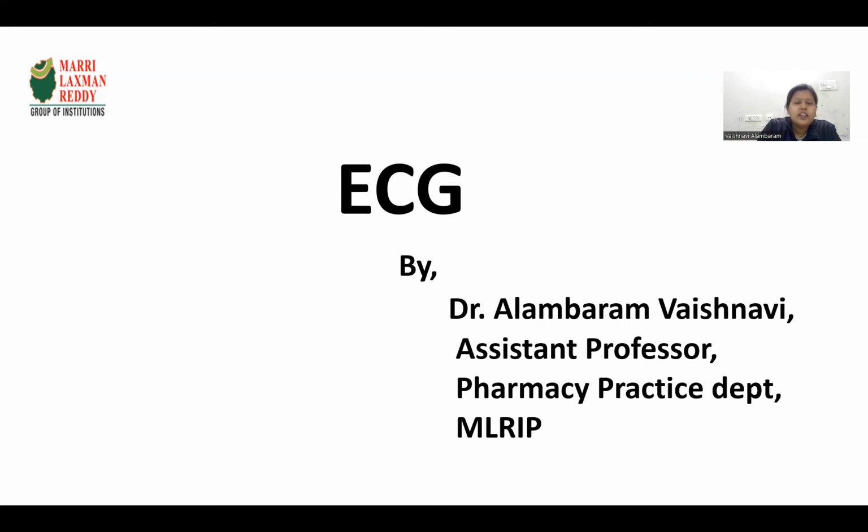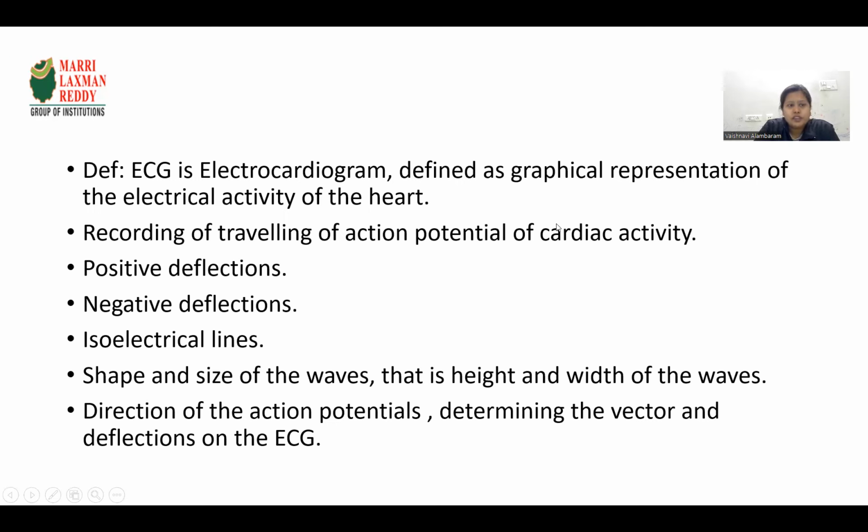ECG is a unique diagnostic tool because you can record the electrical activity of the heart. No other diagnostic tool accounts for this. Coming to the definition of ECG, ECG is the abbreviation of electrocardiogram. It is defined as the graphical representation of the electrical activity of the heart. That is, graphically you are going to present the electrical activity of the heart.